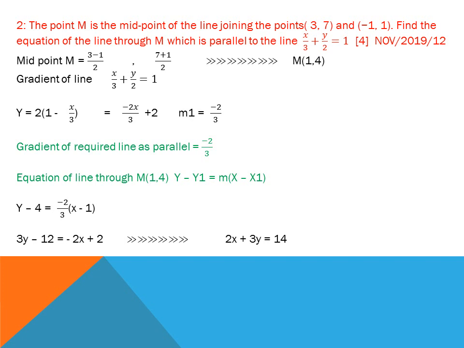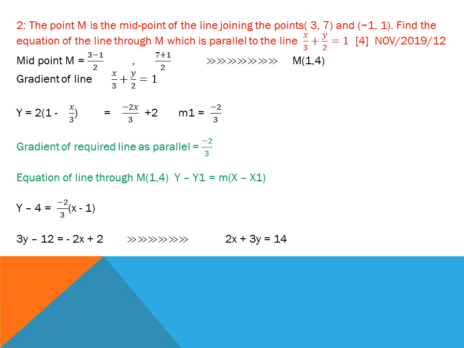The gradient of the line x over 3 plus y over 2 is the gradient of the line passing through M, because these two lines are parallel to each other. So when lines are parallel, the gradient of both lines should be the same or equal. So I get the gradient from the line x over 3 plus y over 2 is equal to 1. So y over 2 is equal to minus x over 3 plus 1.